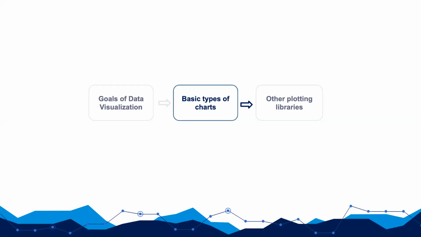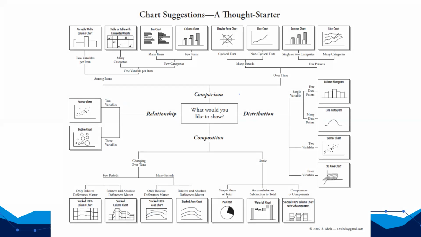Now we're gonna talk about basic types of charts. And this is a choose your own adventure diagram. You're supposed to start in the center. Oh, what would you like to show? A relationship, a comparison, etc. And these are all different kinds of standard charts. Okay, we're gonna see some of them.